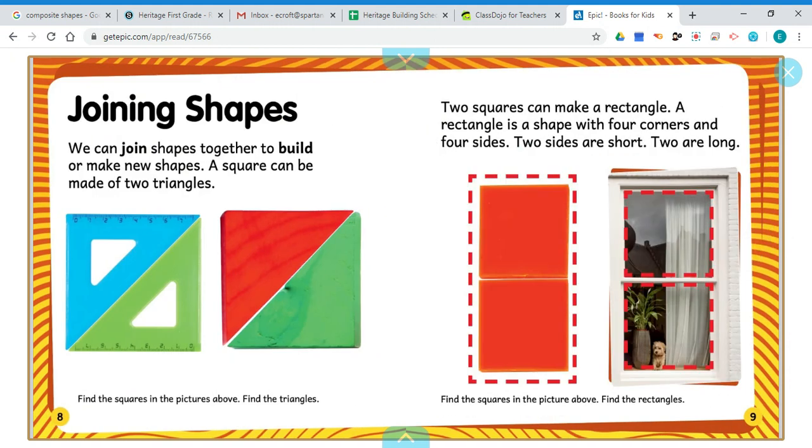We can join shapes together to build or make new shapes. A square can be made of two triangles. Two squares can make a rectangle. A rectangle is a shape with four corners and four sides. Two sides are short, two sides are long. We've said that since kindergarten, right? Sing the rectangle song, two sides short and two sides long.